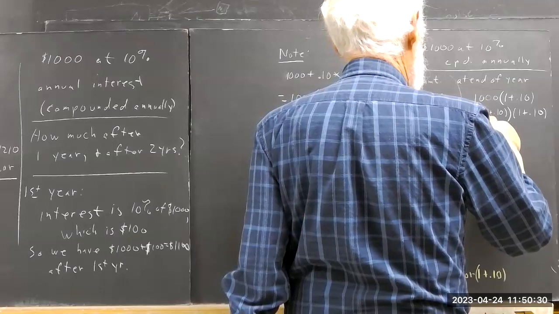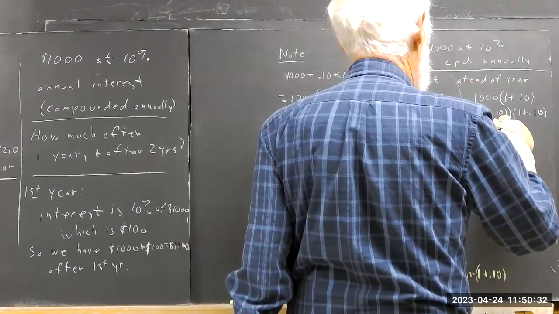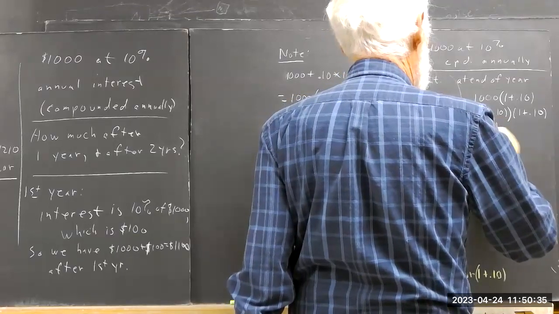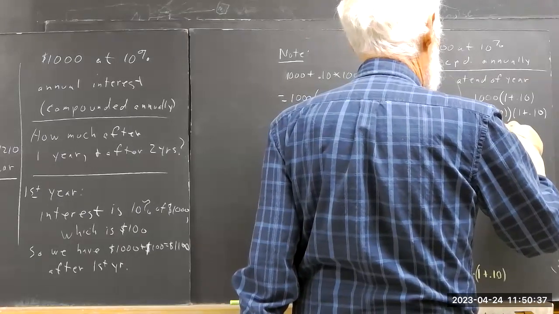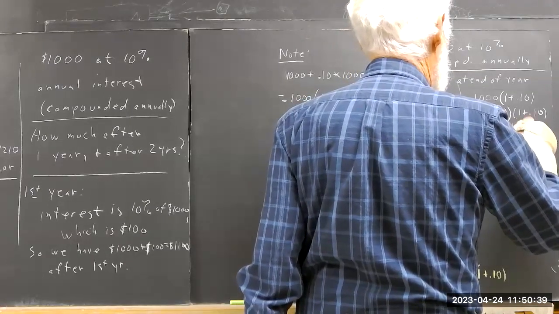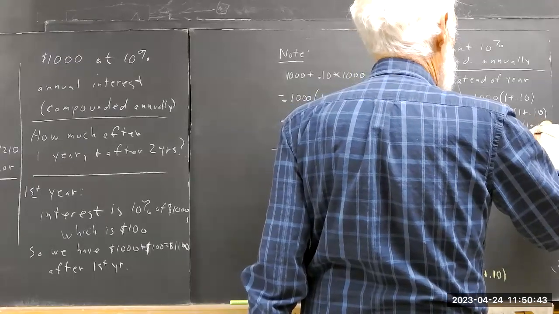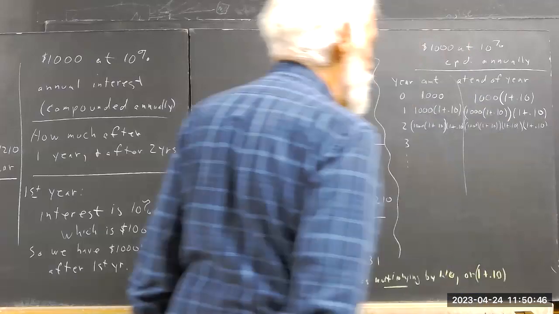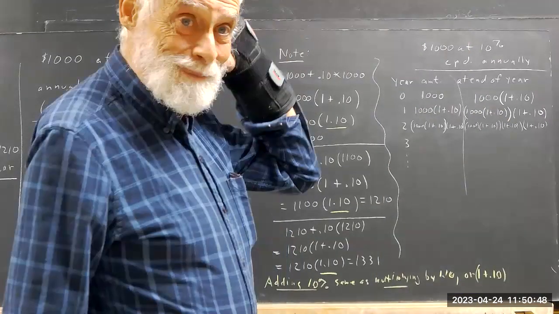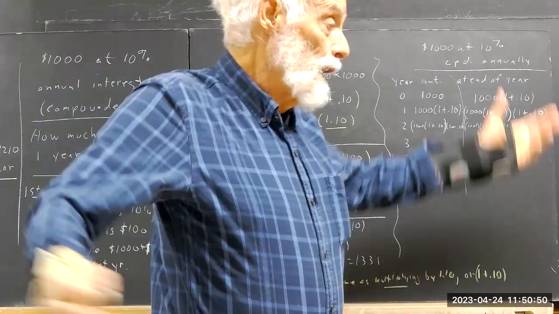1,000 times (1 + .10) times (1 + .10) times (1 + .10). Now, this is untenable because we want to go out 1,000 years.